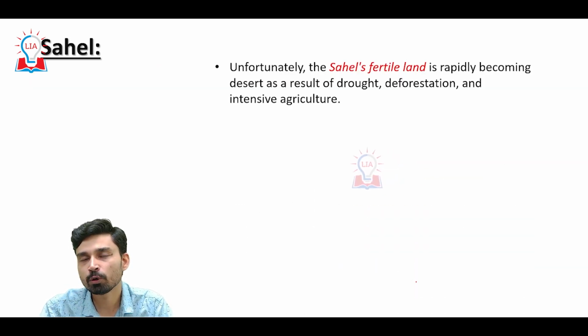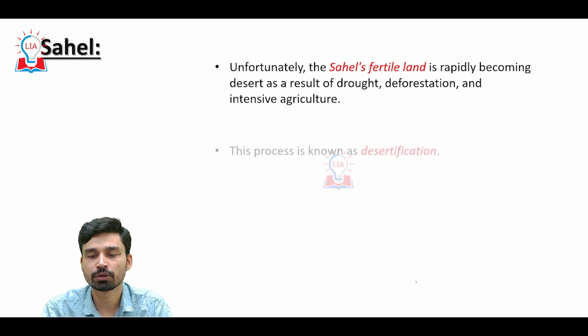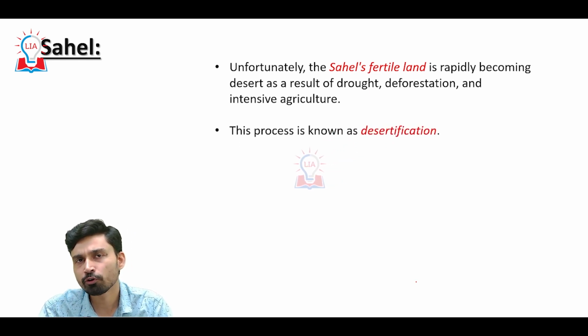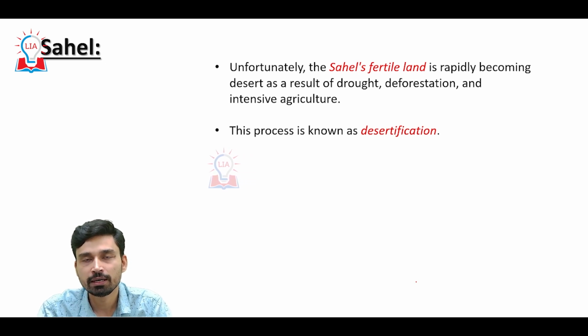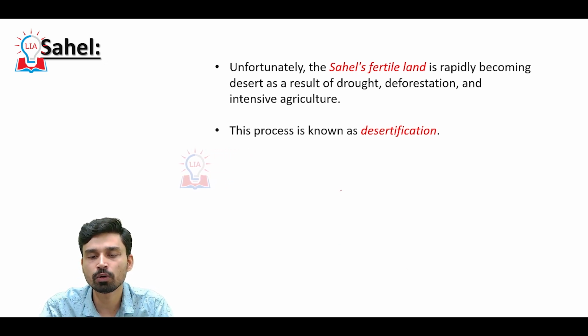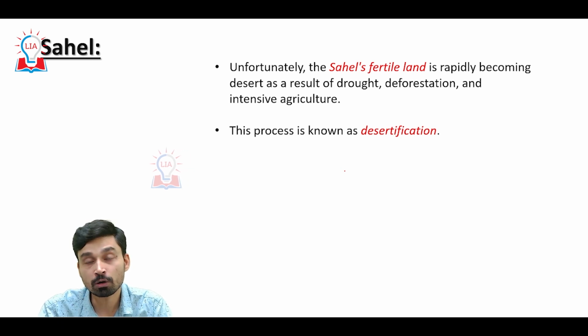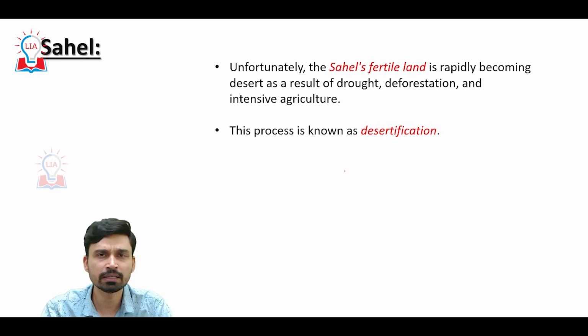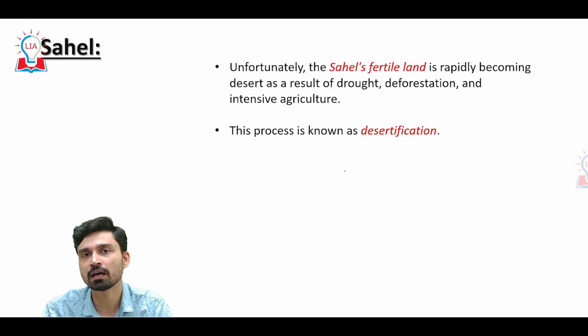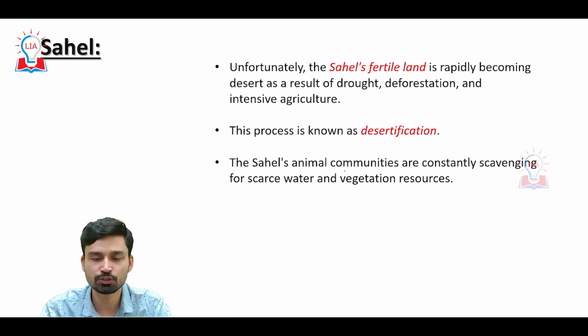Now, Sahel is suffering from the worst kind of problem, which is referred to as desertification. Unfortunately, the Sahel's fertile land is becoming desert because of continuous drought due to climate change, deforestation, and also intensive agriculture. Not only that, since it is in close proximity to the Sahara Desert, whenever you have strong northeasterly trade winds that blow across the African continent, it brings sandy particles from the Sahara Desert and deposits them in the Sahel region because there is no such vegetation barrier between these two regions.